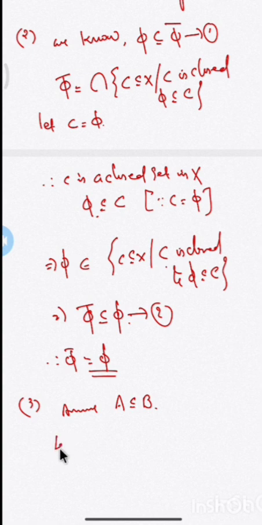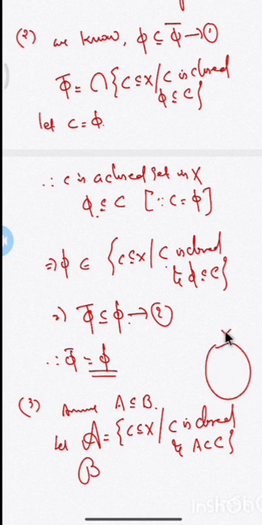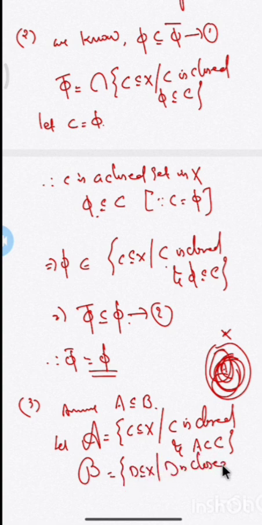Now, I define two collections, script A and script B. Script A is the set of all C subset of X such that C is closed and A is contained in C. You are considering the collection of all closed sets in our topological space which contain A. This is our topological space X and A is a subset of X. And script B is the collection of all D subset of X such that D is closed and B is contained in D. This collection consists of closed sets in X which contain B.